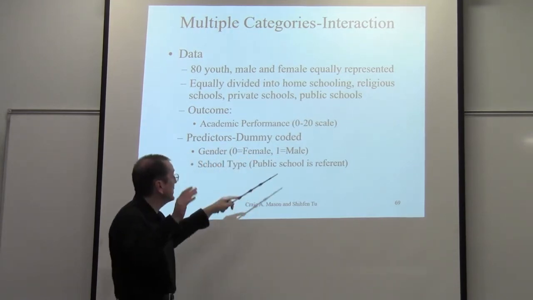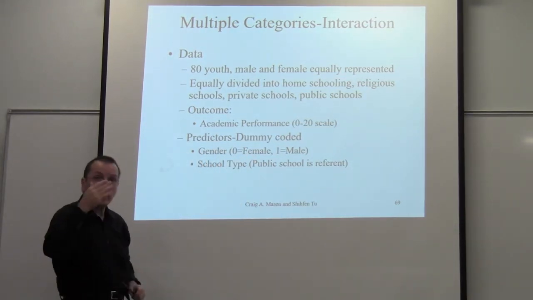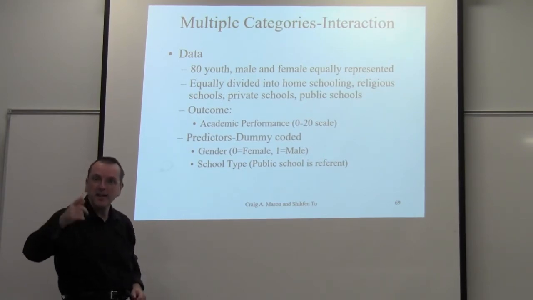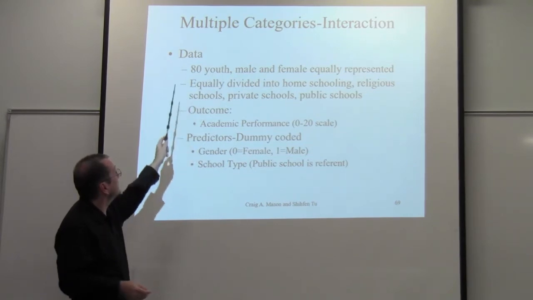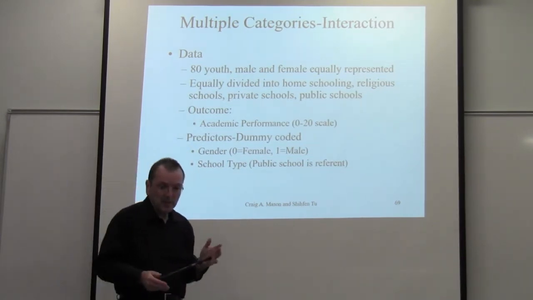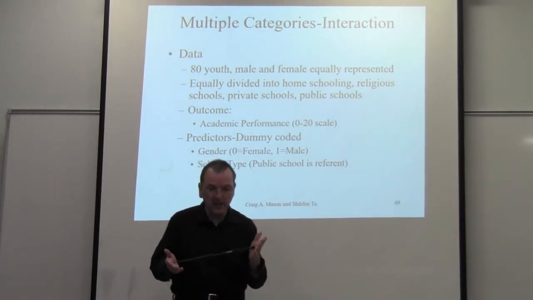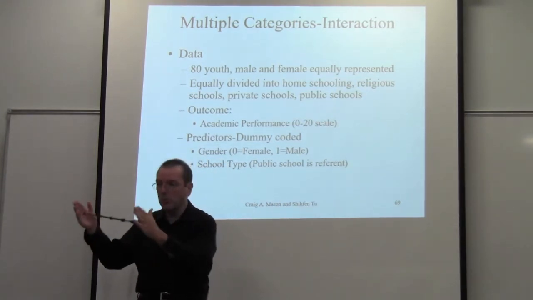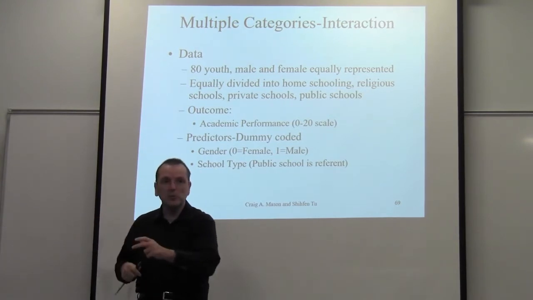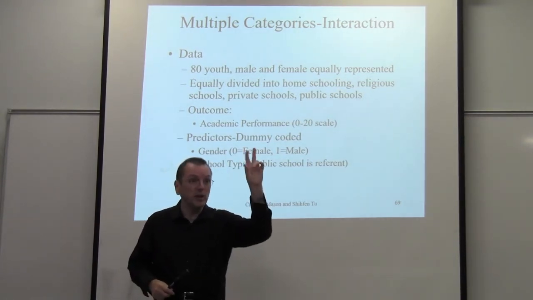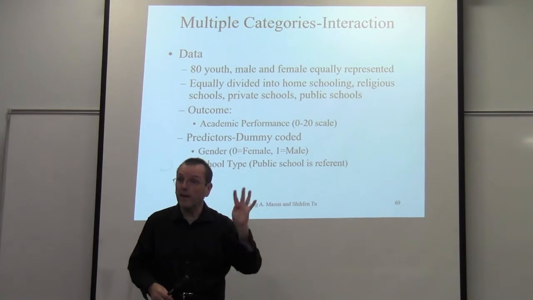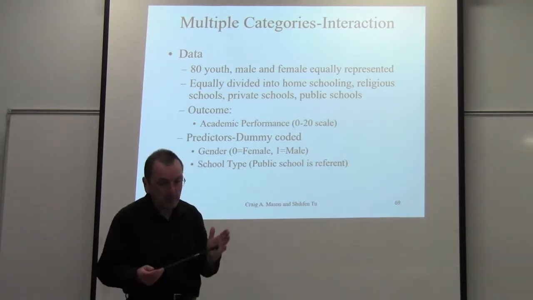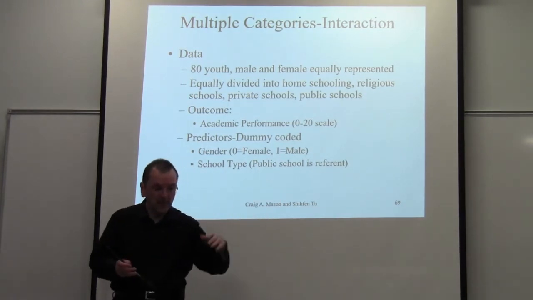So we'll go through it step by step, and by the end it'll be a little repetitious, but you should be able to start to see, oh yeah, I get it, I see how we do this. For this example, we're looking at 80 kids, equally divided males and females, and equally divided into either homeschooling, religious schools, private schools, or public schools. So we have a dichotomous variable with 2 levels, and a categorical variable with 4 levels. Our outcome is going to be academic performance on a 20-point scale.